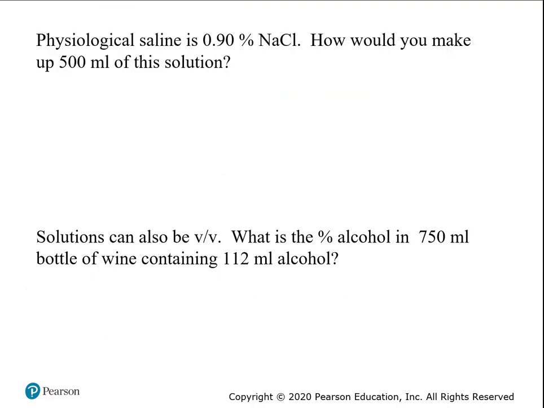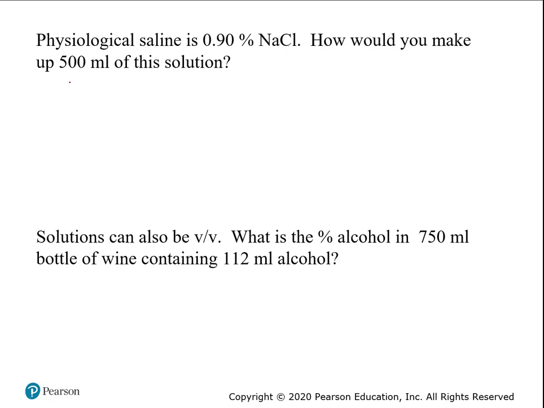Okay. But I think percent solutions are way easier, because you don't have to mess with molar mass and all of those. But you use molar concentrations when you're talking about a chemical reaction, because chemical reaction is related to numbers of molecules. So that's why you have to use moles. So in this, physiological saline is 0.90% sodium chloride. So how would you make up 500 milliliters of physiological saline?